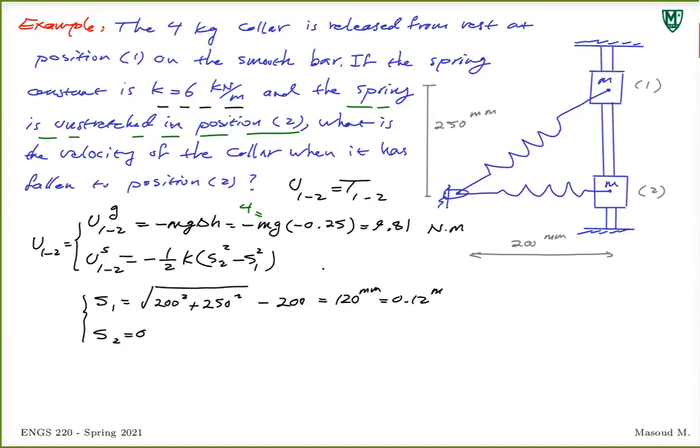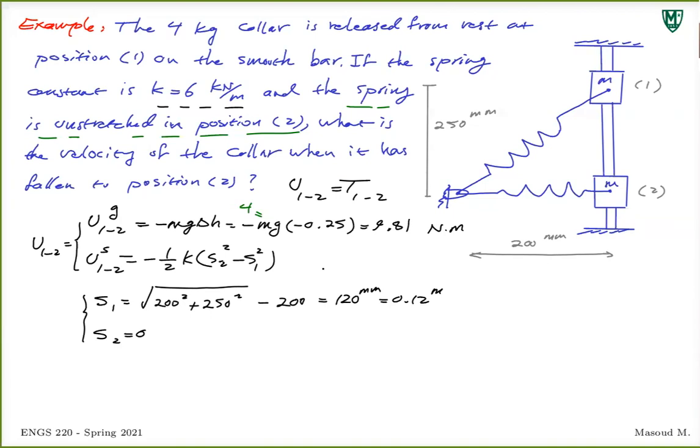Don't get tricked by the way the problem looks. Remember, what is S? S is how much the spring is stretched or compressed. How do I find it? I need to find the current length of the spring minus the natural length. That tells me how much the spring is stretched or compressed.